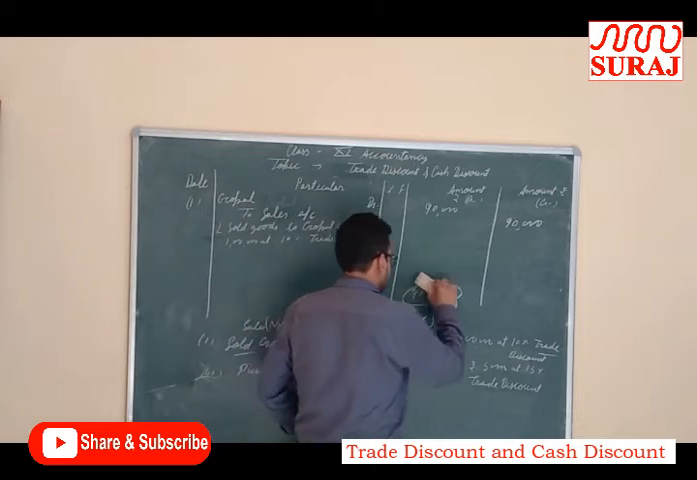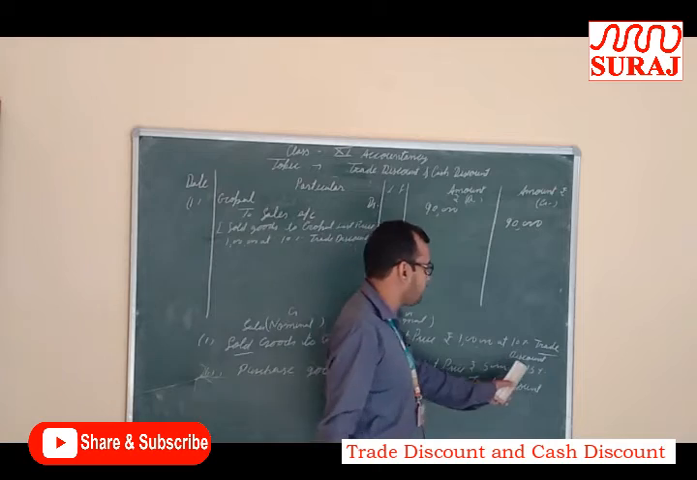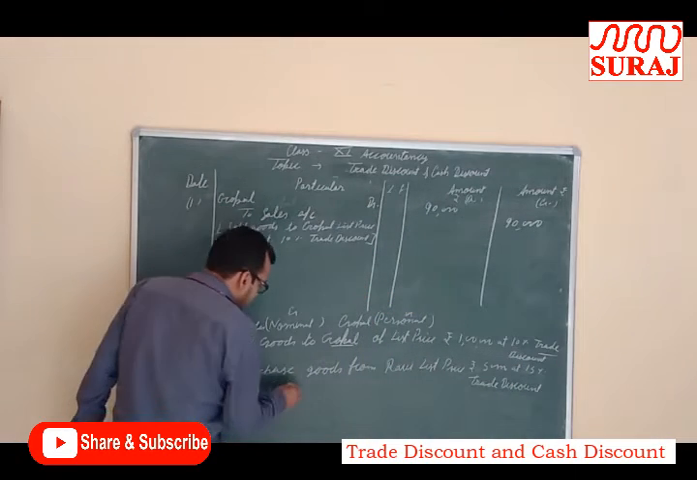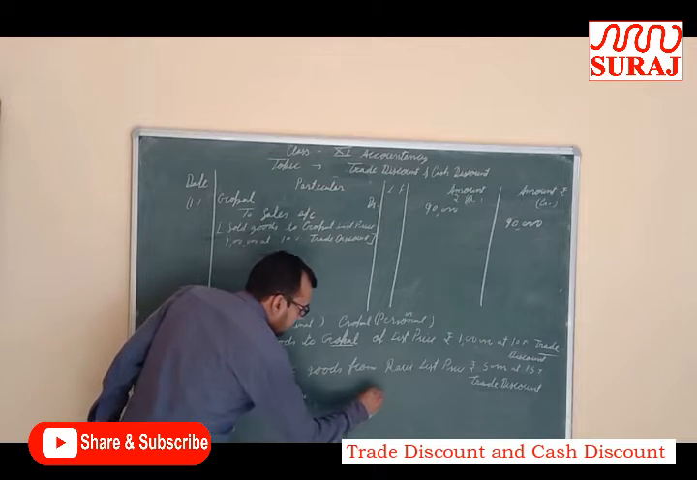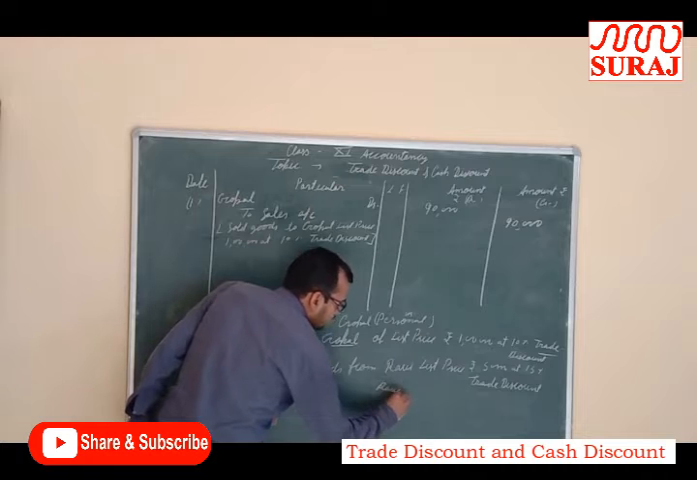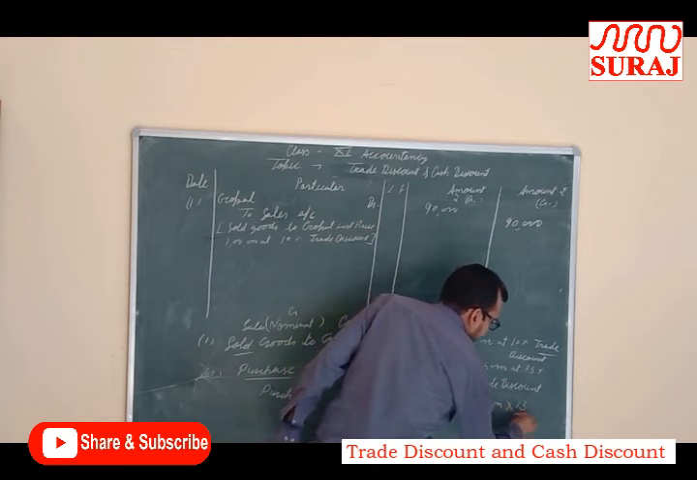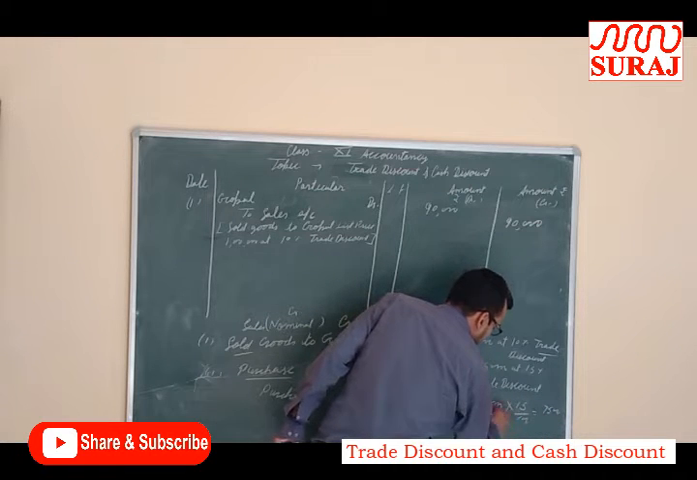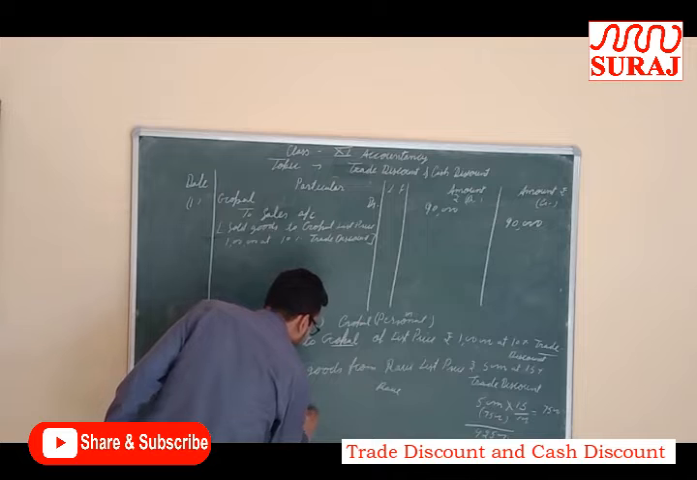Next is purchase of goods from Ravi, list price 50,000 at 15% trade discount. Your entry will be passed Purchase and Ravi. 15% of 50,000 is 7,500, which is deducted from 50,000. Your entry will be passed from the 42,500.